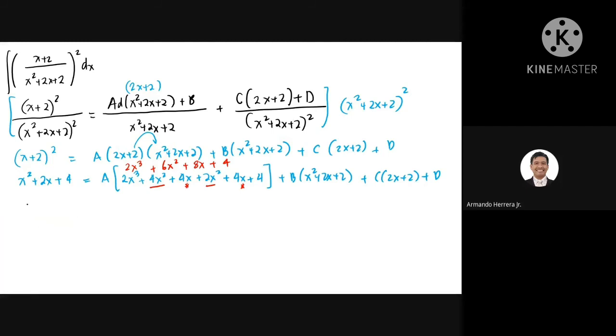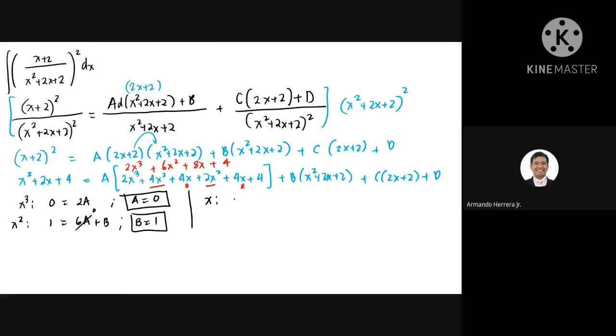So the highest exponent appearing is x cubed. We have 0 on the left. 2 times a is 2a. b none, c none, d none. So therefore, it's as easy as that. a is equal to 0. For x squared, we have 1 on the left. On the right, 6 times a, and b is there, so that is b times 1. c none, d none. So since a is 0, then b is equal to 1.